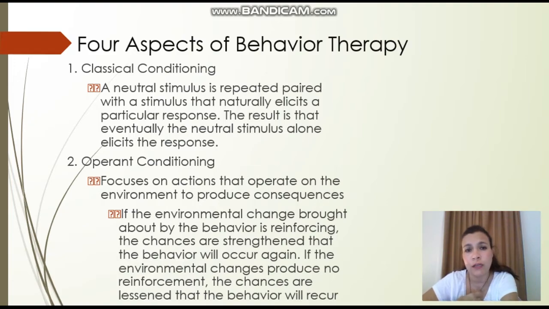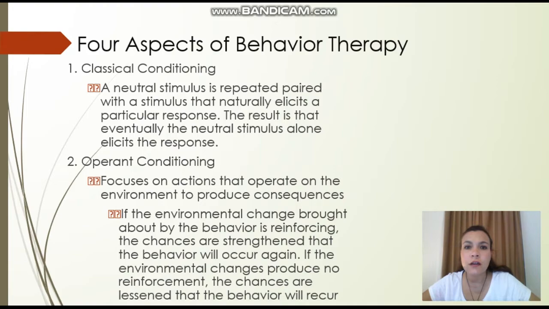You already know about it. A natural stimulus is repeatedly paired with a stimulus that naturally elicits a particular response. The result is that eventually the neutral stimulus alone elicits the response. And operant conditioning focuses on actions that operate on the environment to produce consequences. If the environmental change brought about by the behavior is reinforcing, the chances are strengthened that the behavior will occur again. If the environmental changes produce no reinforcement, the chances are lessened that the behavior will recur.